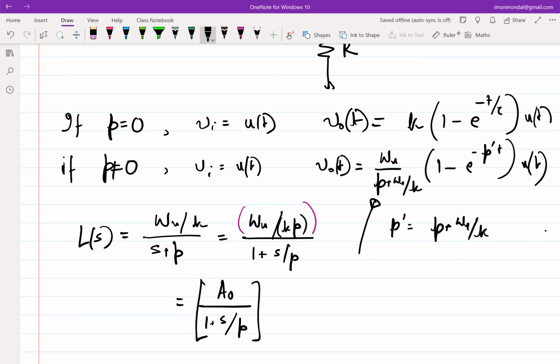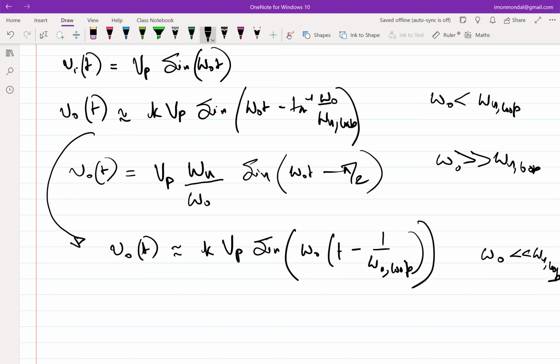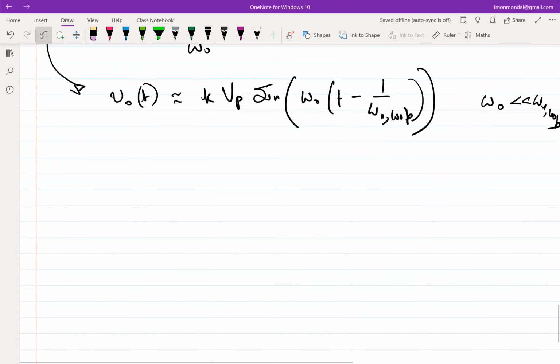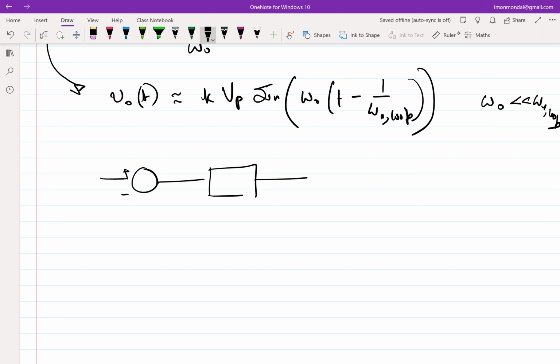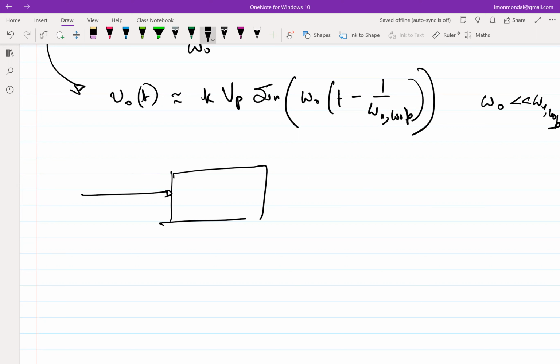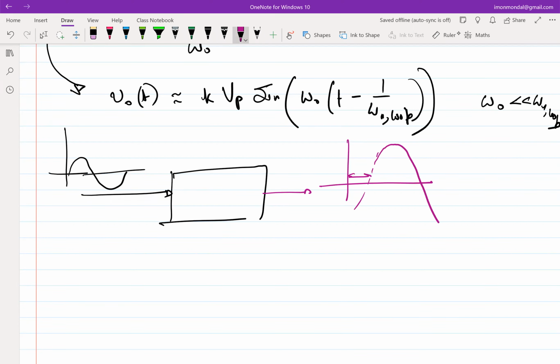So this almost looks like a case where the output is amplified by a factor of k, but also delayed by some time, right? So essentially, what is this looking like? I cannot draw this. It's a system. The input is a sinusoid and the output is another sinusoid which is amplified, but it also has been delayed. And the delay is 1 by omega u.